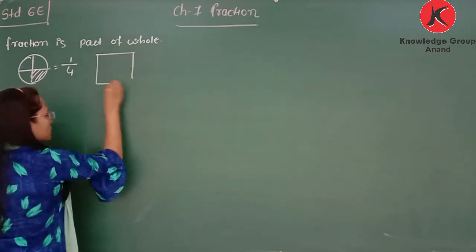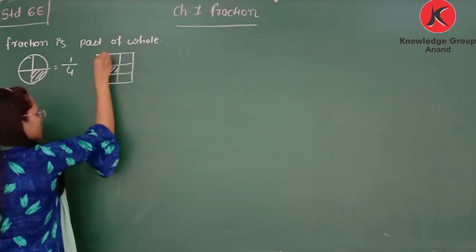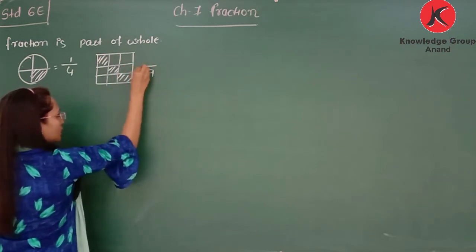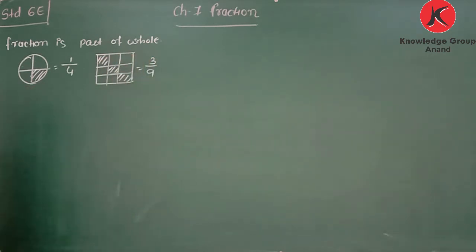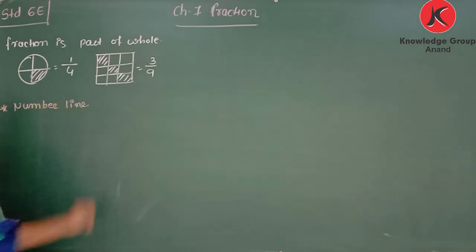If we have this shape and we want to find the fraction of the shaded part, then from the total 9 parts, 3 parts are shaded, so this is 3 by 9. Clear? After that, we learn about the representation of fraction on the number line. There is one exercise in which we perform the shading of fraction in a figure. So that will be easy.